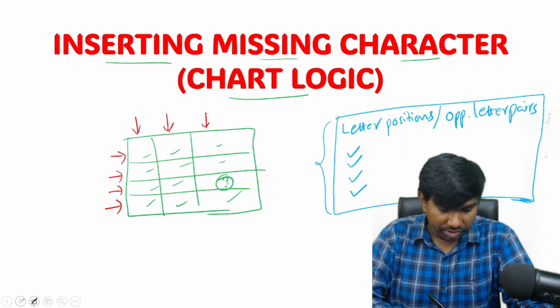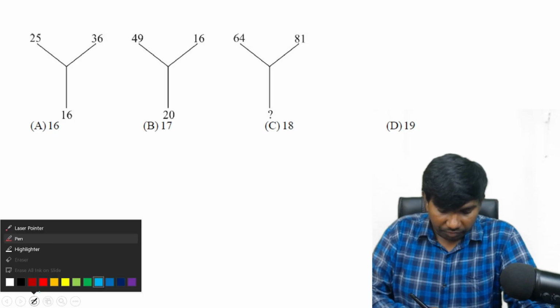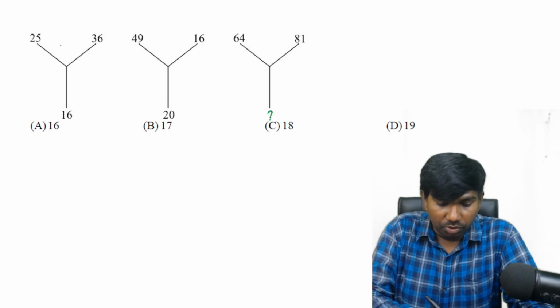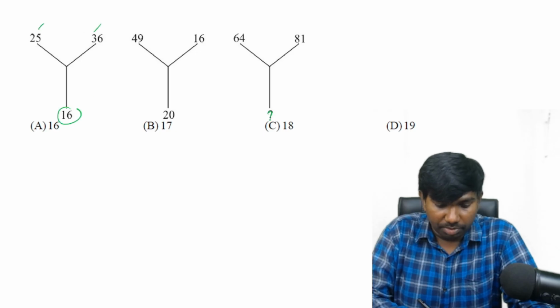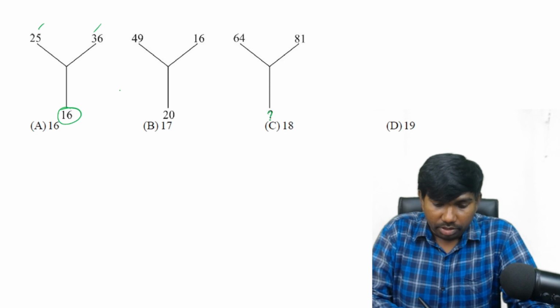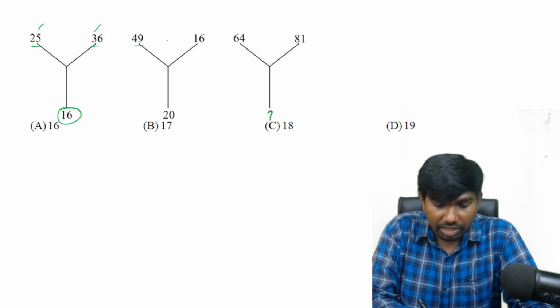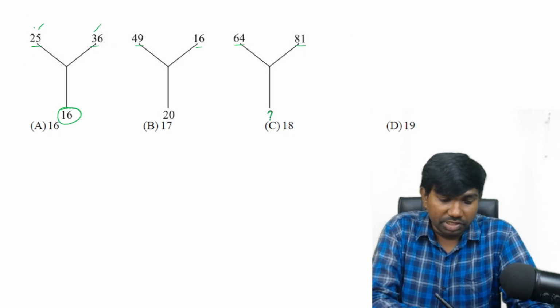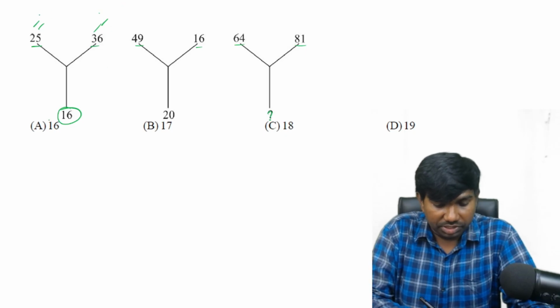Going to the questions, let us solve one by one. If you observe, there is a question mark in the bottom place. That means how to operate the top two numbers to get the bottom number. All the numbers here are perfect squares, so we can think about perfect square logic. This is 5 square and this is 6 square. How to deal with 5 and 6 to get 16?